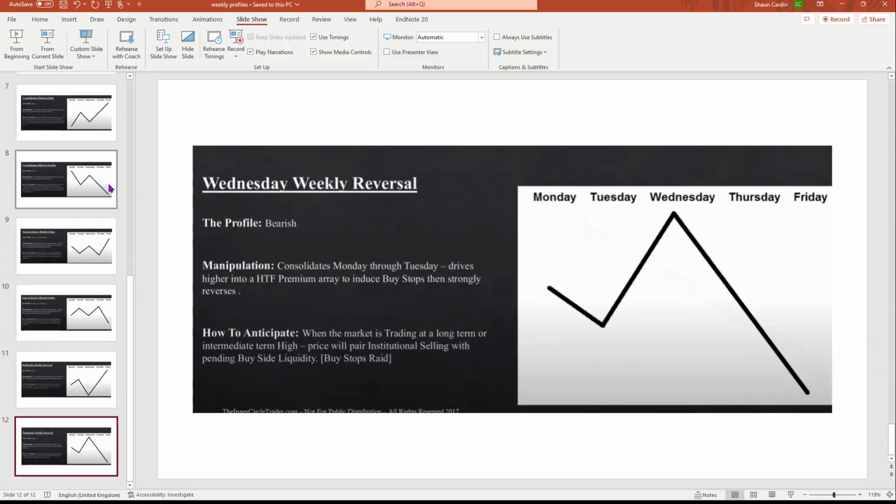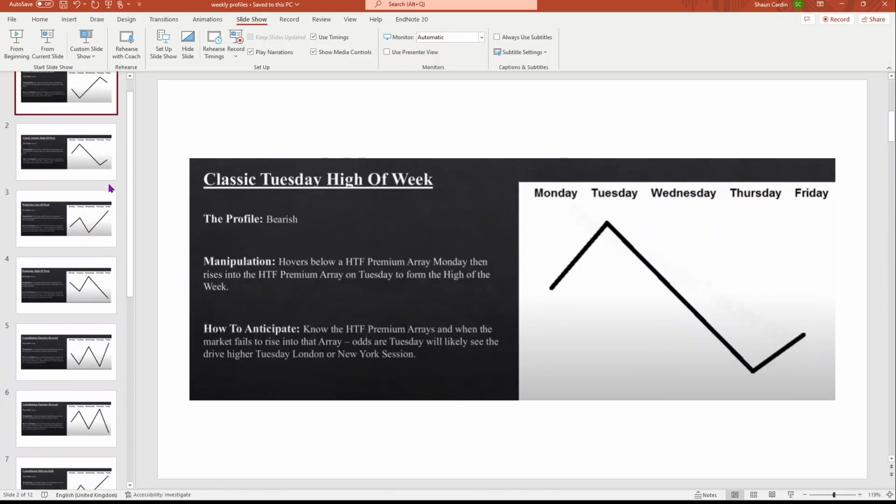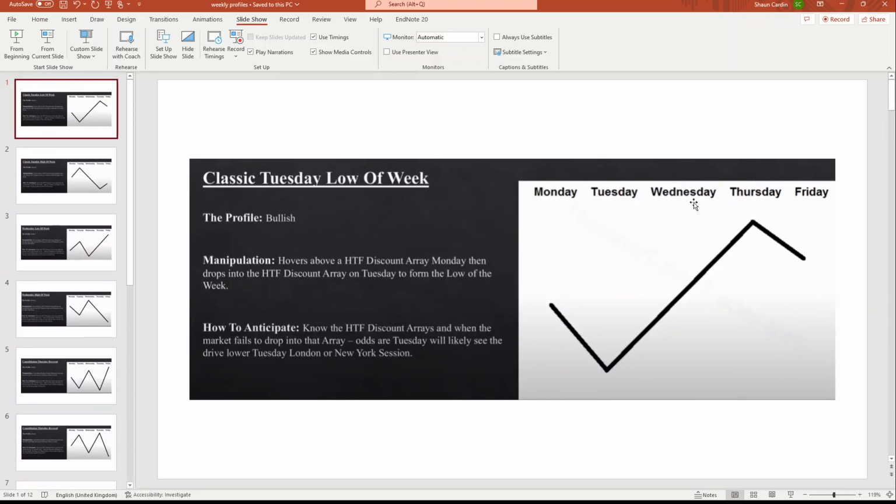And you can see that most of them use Tuesday. However, the week in general is closest to this. How do I say it? It's closest to this profile. So what I'm going to do is copy this.